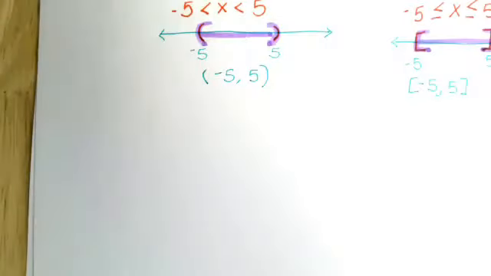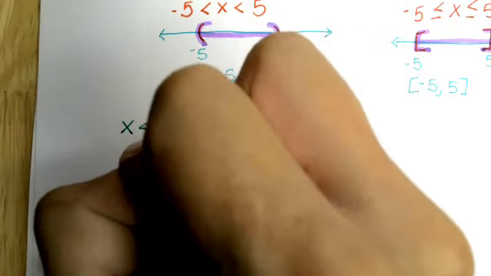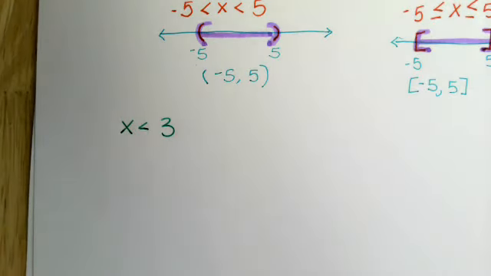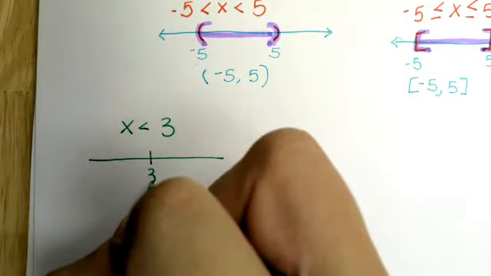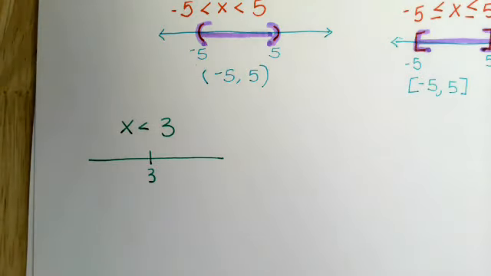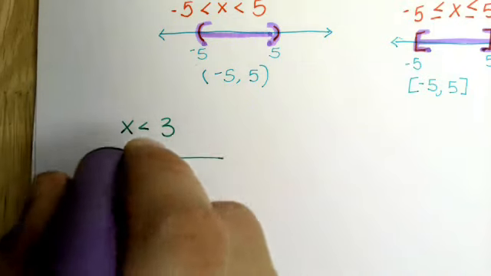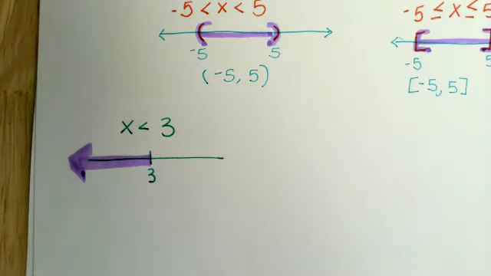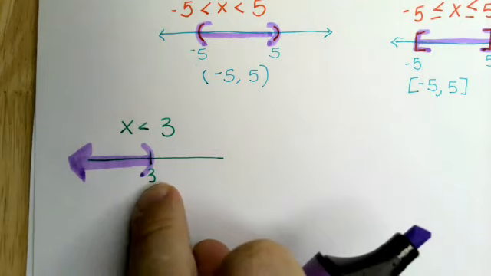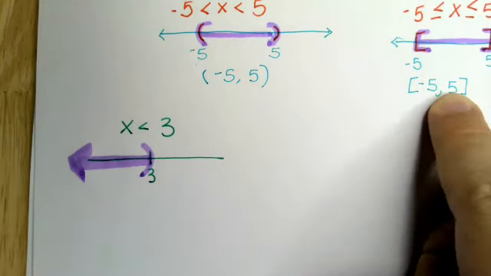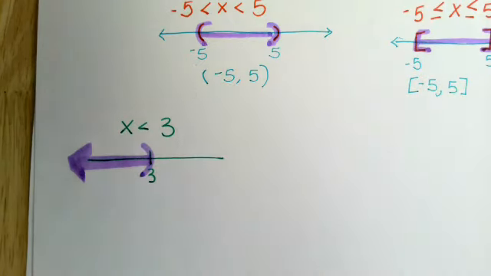Another example might be x is less than 3. All right, that is the inequality. The graph will look like this. Let's put 3. x is less than 3. So my arrow, it's every number less than 3. My arrow is going to go that way. It does not include 3. So it will not be a bracket, it'll be a parenthesis. Remember, this is includes, does not include.